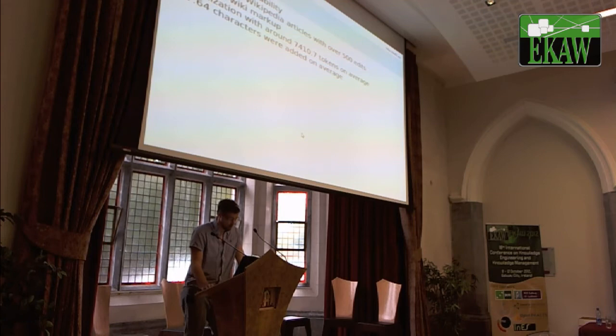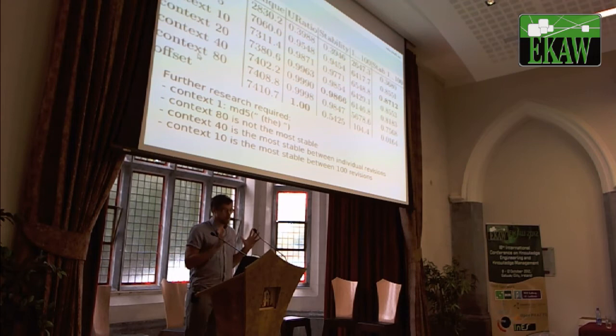So we created a benchmark to evaluate stability. We took 100 random Wikipedia articles which had over 500 edits. Then we removed the wiki markup completely and tokenized the plain text. And this resulted in about 7,410 tokens on average. And then we created URIs for each of those tokens, and looked if the URI still existed in the next revision.